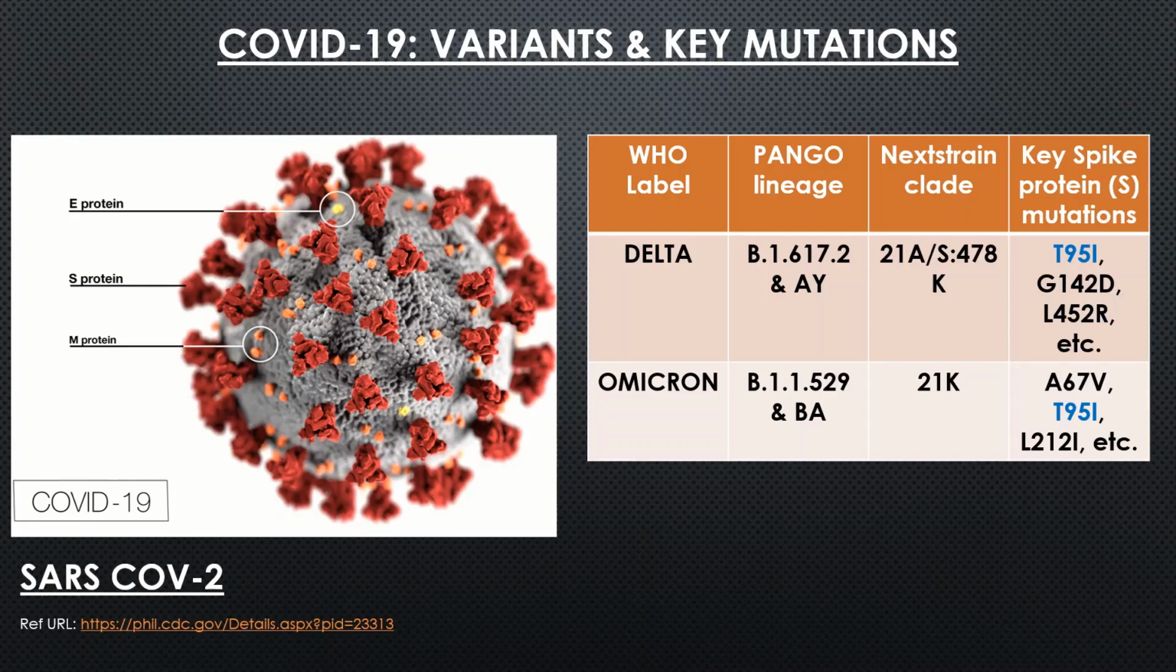Now if you look at the two strains, we can see that certain mutations are common, like the T95I. These common mutations help us to understand the point of common ancestry of these two strains, that is the point from where these two strains diverged.